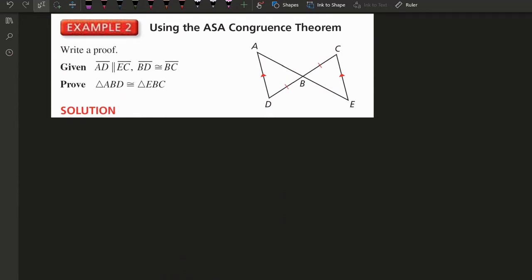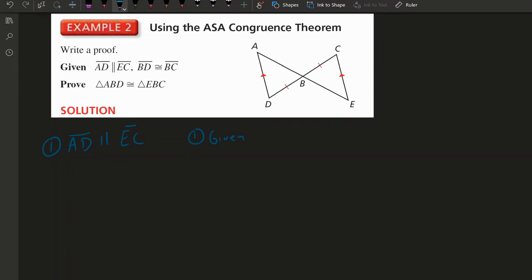So in this one, AD is parallel to EC, BD is congruent to BC, and I want to prove that those two triangles are congruent. So we'll just start off with AD is parallel to EC, and that is given. Now, once I see that two lines are parallel, I should immediately be firing up my parallel lines vocabulary. Alternate interior, alternate exterior, consecutive interior, consecutive exterior, corresponding angles. I should be thinking of all of those.